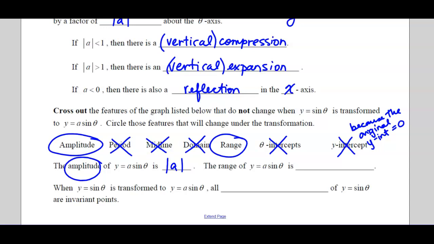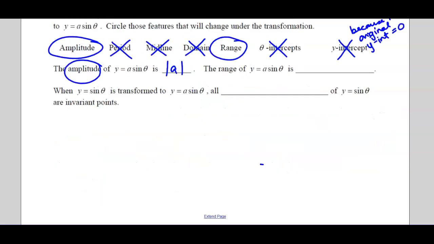Okay? So now, if your original graph, here's your sine graph. Now I've stretched it like this. Has my range changed? Yes. This is now A, right? And this would be negative A, if we knew what A was, right? So the range now is between those two values.